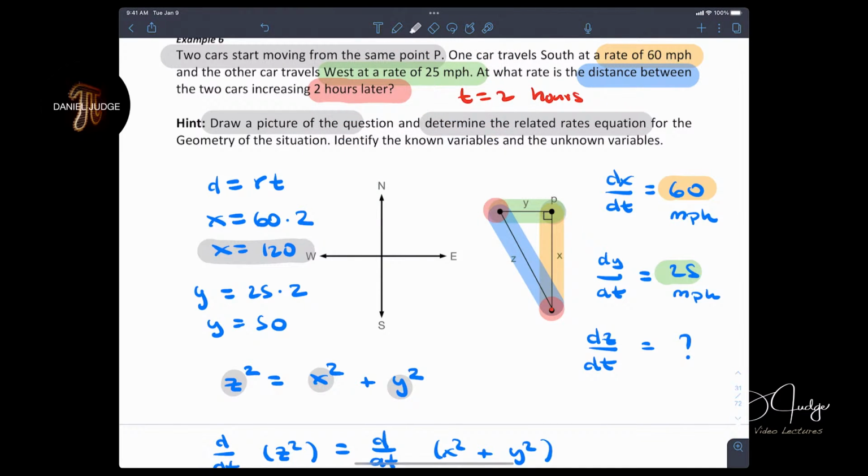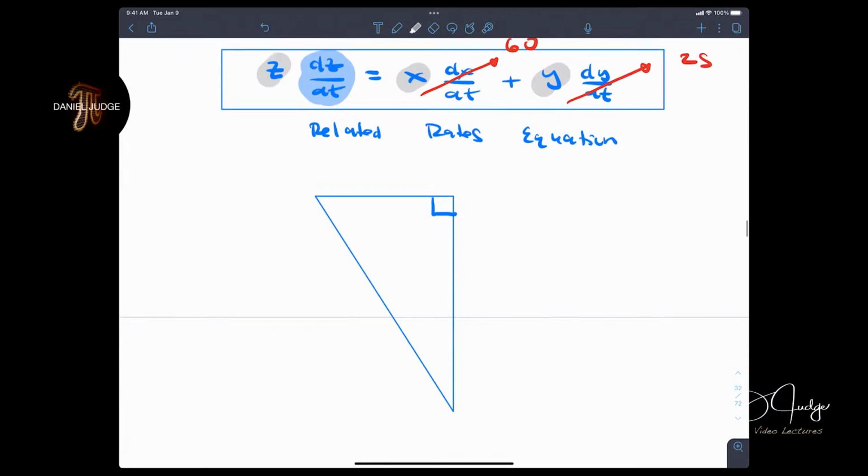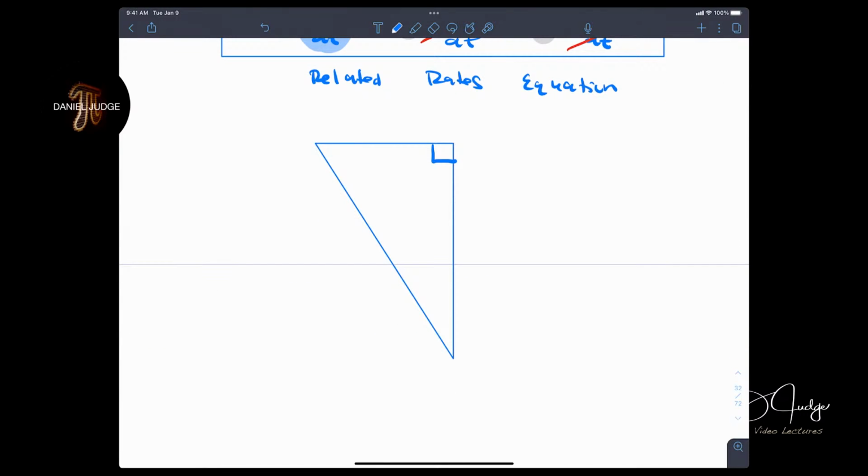So we're going to use this information. The x variable is 120. The y variable is 50. So we have the x variable, 120. The y variable is 50. This is that x variable. This is the y, and that's distance. The question is, what is z now?